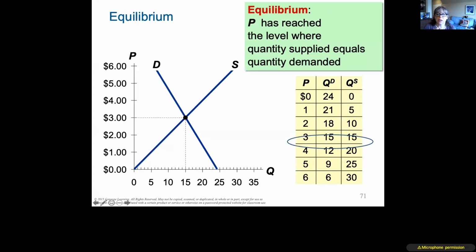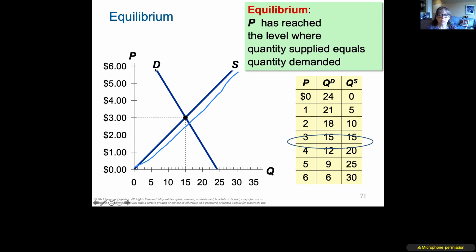So what is the equilibrium? The equilibrium is when you look at the forces of supply and the forces of demand, and you look at where they intersect. It's the price that has reached the level where the quantity supplied equals the quantity demanded. As we know from what we created earlier, quantity supplied has a positive relationship with price. So as the price goes up, the quantity goes up. They have a direct relationship.